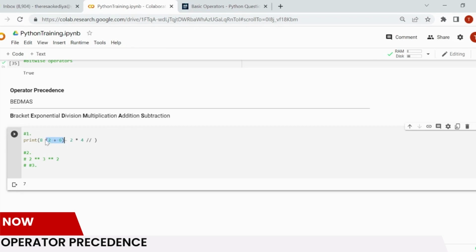Let me just copy this. Oh, Control Z. I know why I'm doing this. Right, I just want to copy.